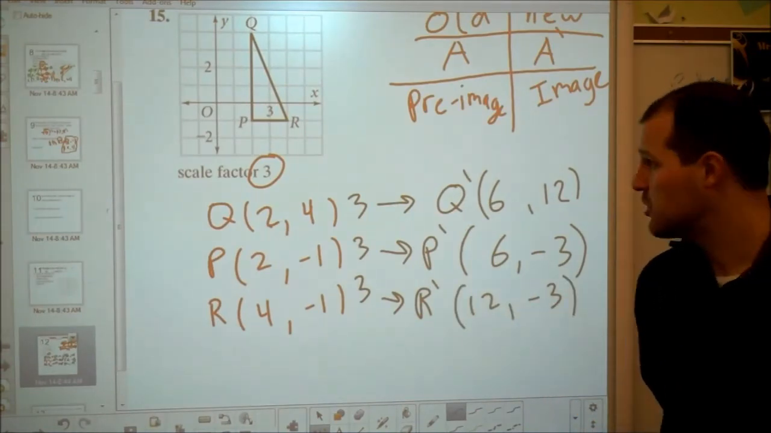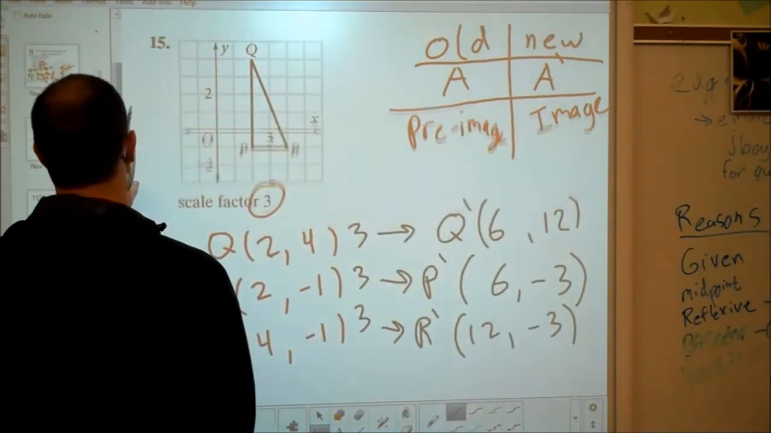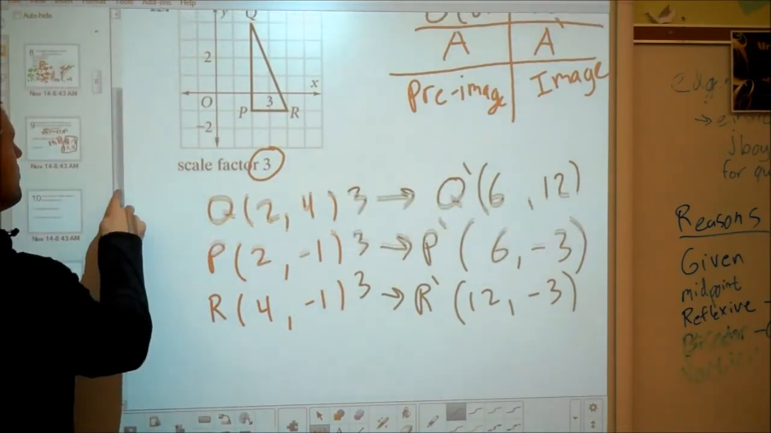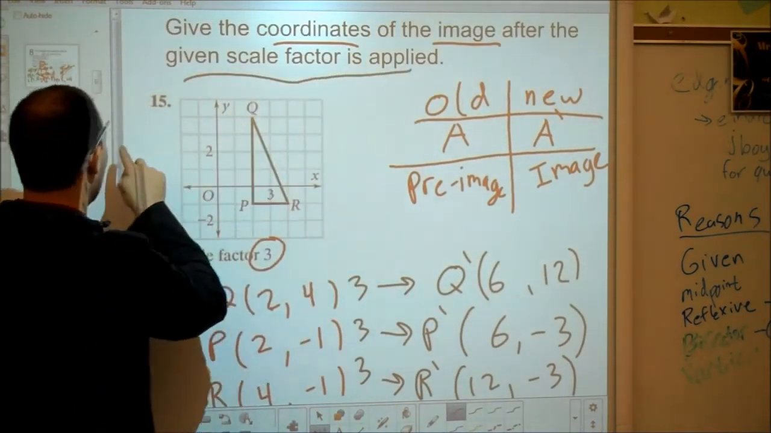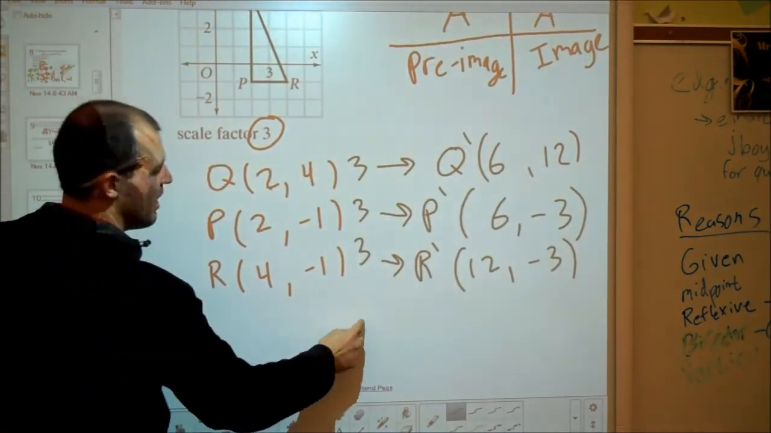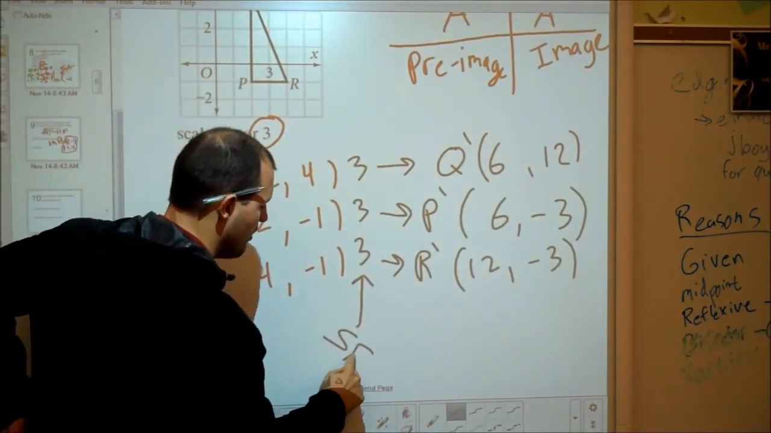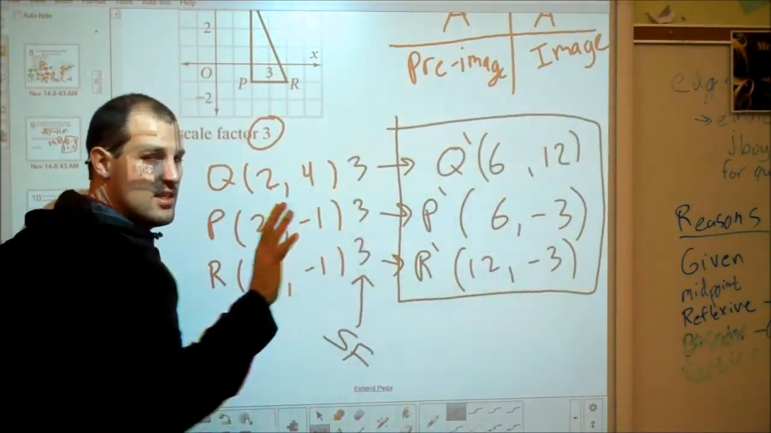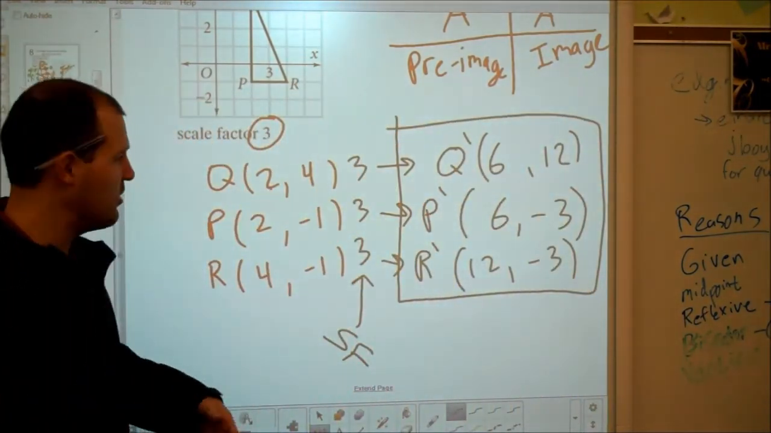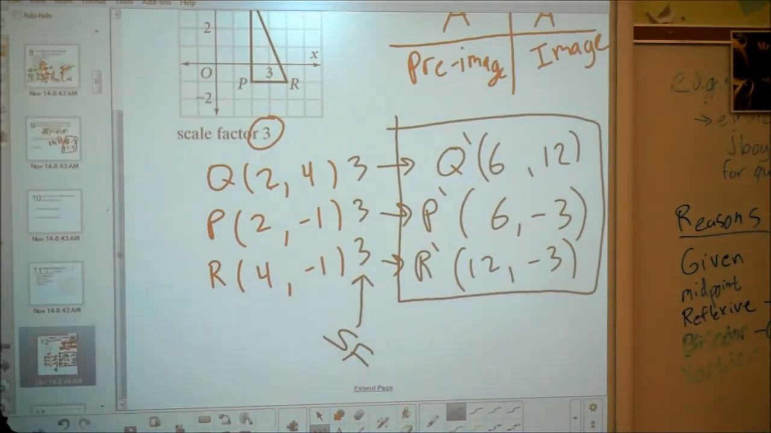Let's double check and make sure we answered the question that was asked. Oops. They said, give the coordinates of the image after the scale factor is applied. Okay, so I took the coordinates, I've applied the scale factor right here, and now we have the new coordinates. So I'm going to box those off to demonstrate that I understand that I've answered the question, and we're done.